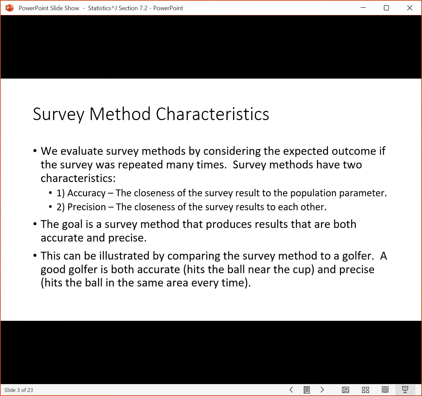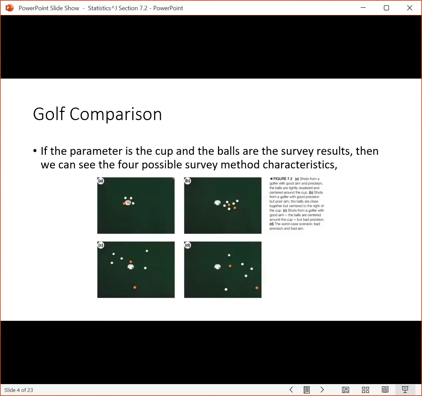This can best be illustrated by comparing the survey method to a golfer. A good golfer is both accurate, hits the ball near the cup, and precise, hits the ball in the same area every time. So we can look at four different cases here to see the differences in the method characteristics. In the first one, we have a golfer who is both accurate and precise. They're accurate in that they are hitting their shots near the cup, and they are precise in that their shots are clustered in a small area around each other.